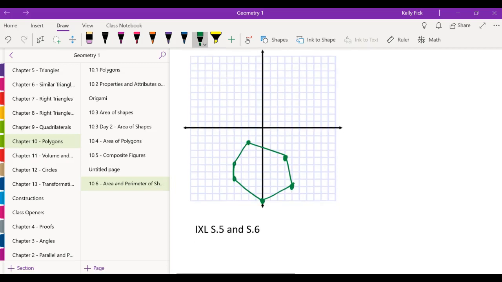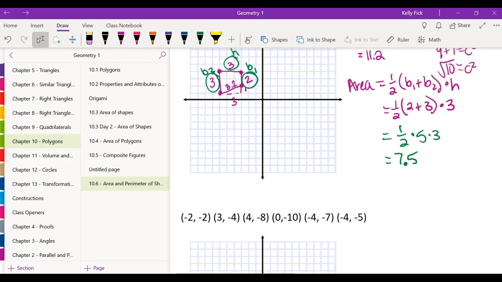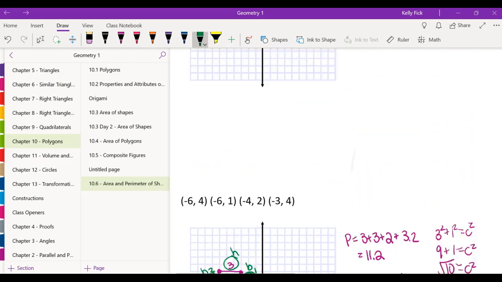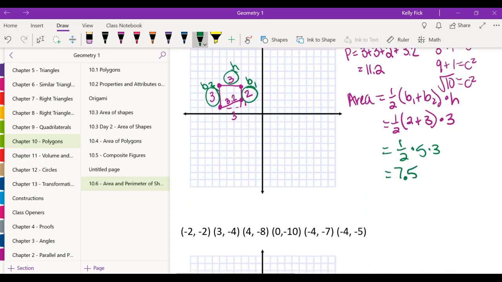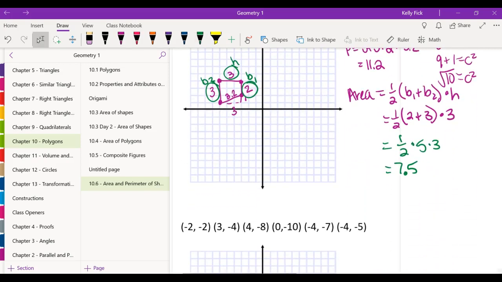So today you have IXL S5. This one's easy. All of your sides are straight. And S6, this is the one that's harder, because it's like these ones, okay? Make sure you read if it's asking for area or if it's asking for perimeter.